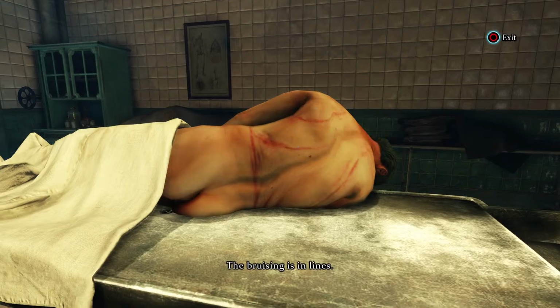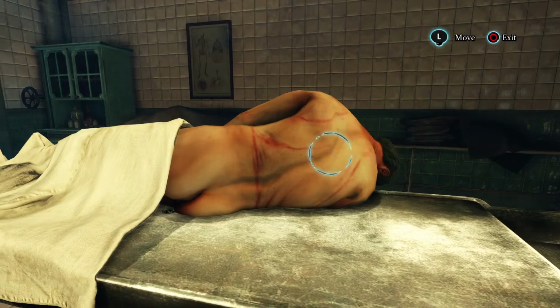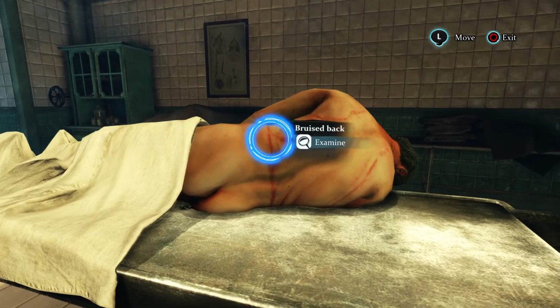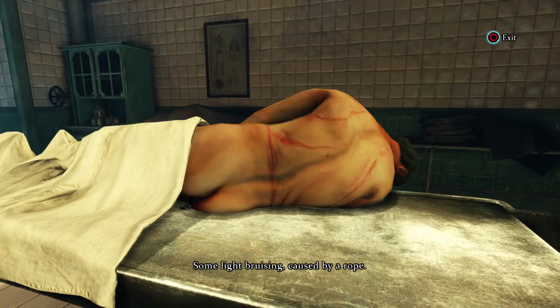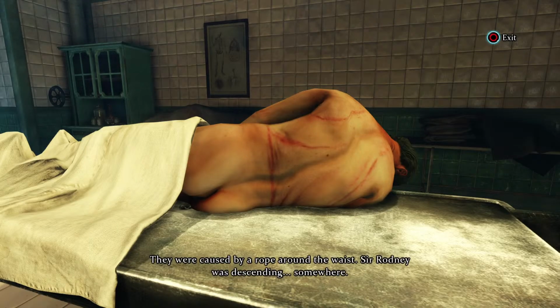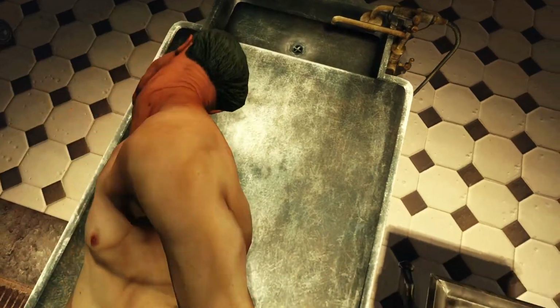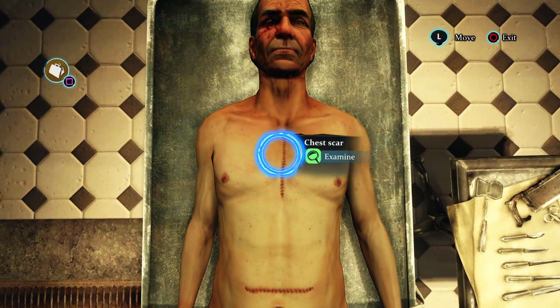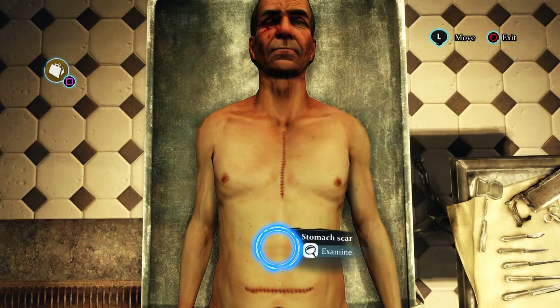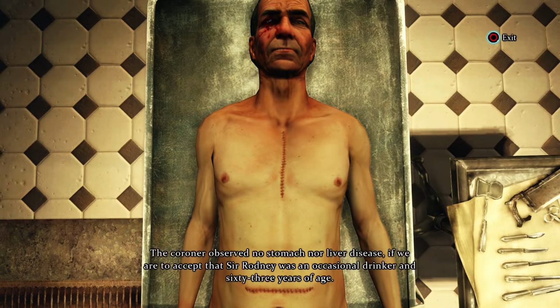The bruising is in lines. Some light bruising, caused by a rope. They were caused by a rope around the waist. Sir Rodney was descending somewhere. The coroner observed no stomach nor liver disease, if we're to accept that Sir Rodney was an occasional drinker and 63 years of age.